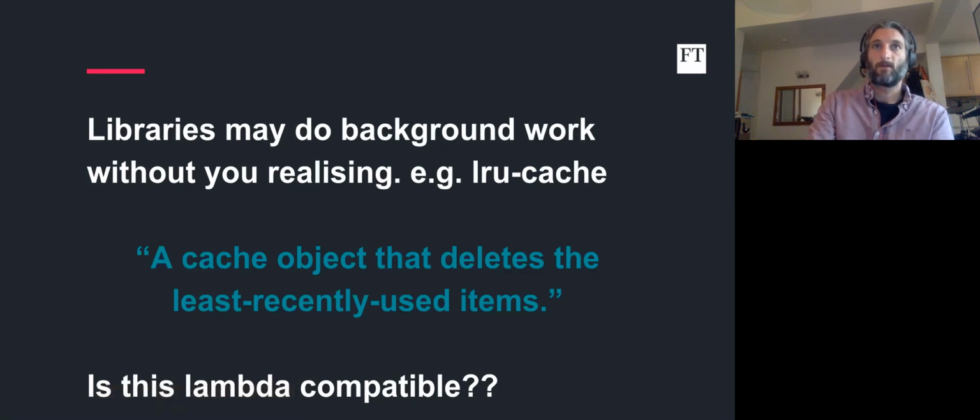Now, a word of warning about third-party libraries: even quite simple things like LRU cache, which is a very popular caching library for Node. It says it deletes the least recently used items. We can't actually tell there if that's going to be Lambda compatible. It might be the case that when you run it in a Lambda, it's never able to clear out its old items because it does some background work. So be careful using third-party libraries, because they might demonstrate similar things to the bug that I just demonstrated, and it won't be obvious that it's there.